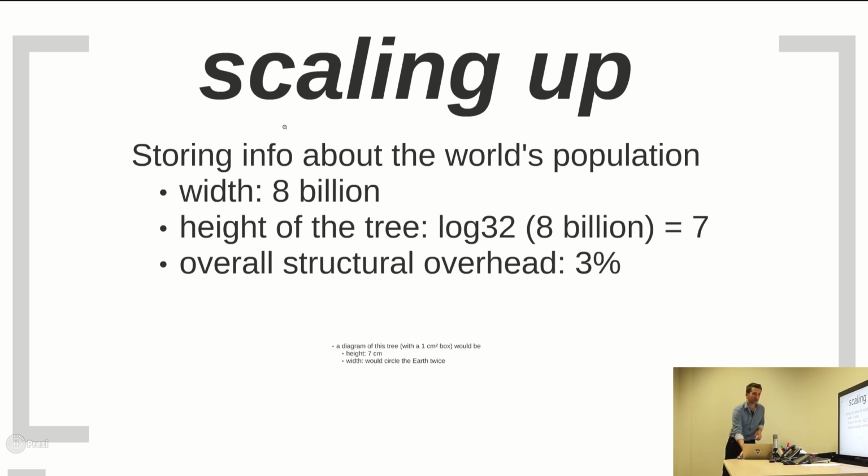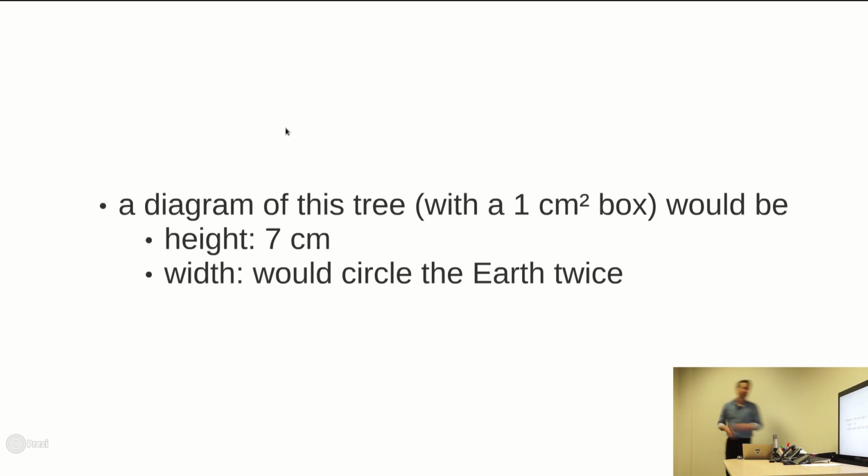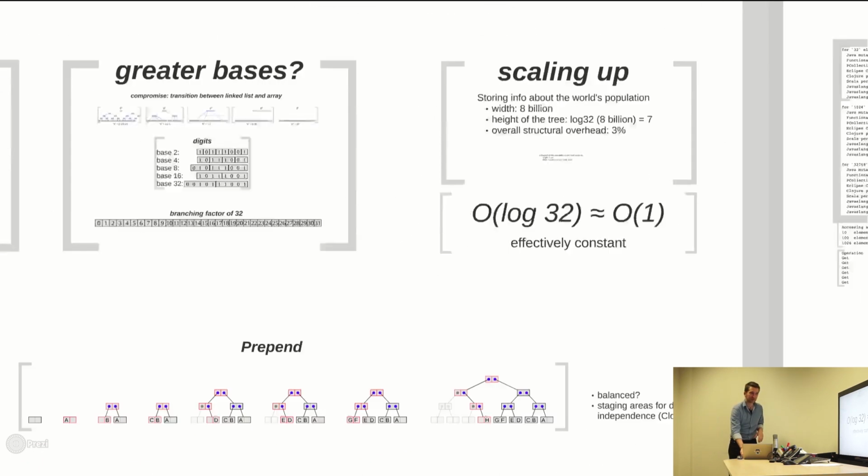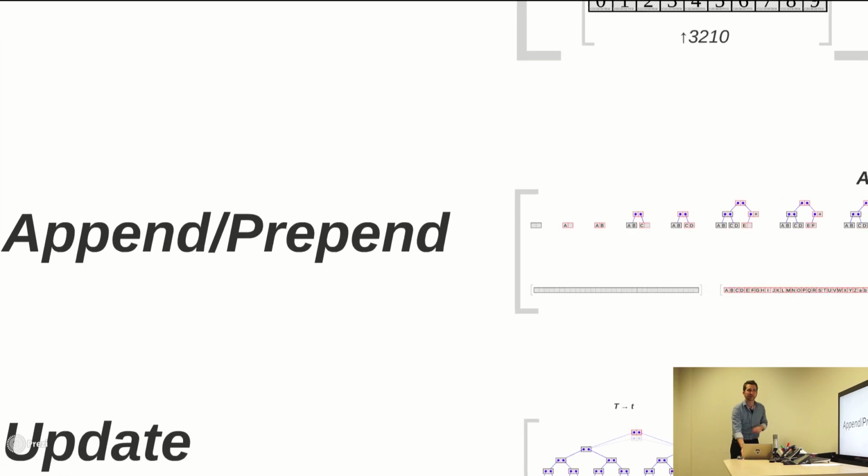If this tree would be made in a diagram shown with boxes of 1 square centimeter, then the height would be 7 centimeters and the width would circle the earth twice. That's why this height of the tree is usually considered a constant. In real-world cases, it's always less than 6 or 7. You will run out of memory before you will have problems of indexing this tree. So this is how you index a tree.